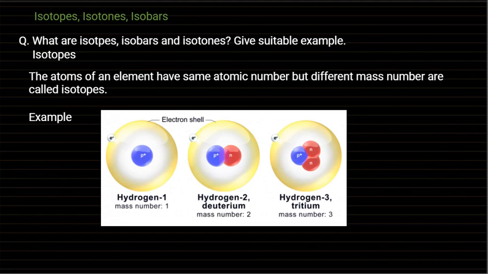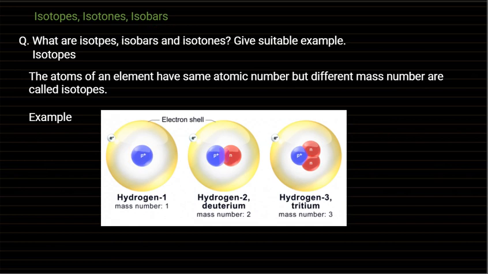In this lesson we'll discuss isotopes, isotones and isobars. Isotopes, isotones and isobars are nothing but different configurations of the nucleus of the atom. So how can we categorize the nucleus of the atom? The nucleus can be categorized into three categories, which are isotopes, isotones and isobars.